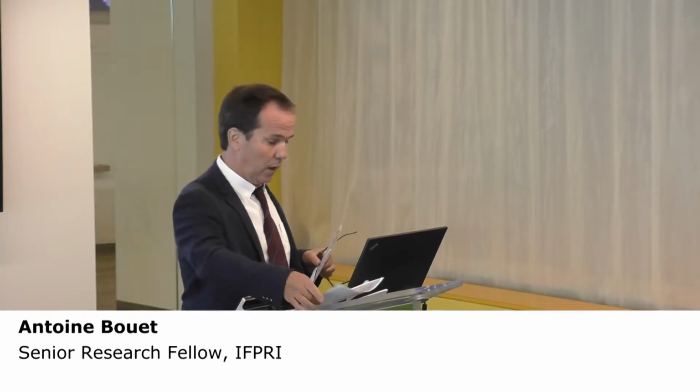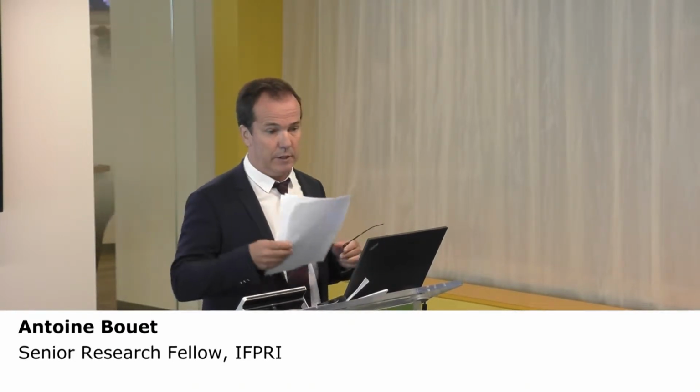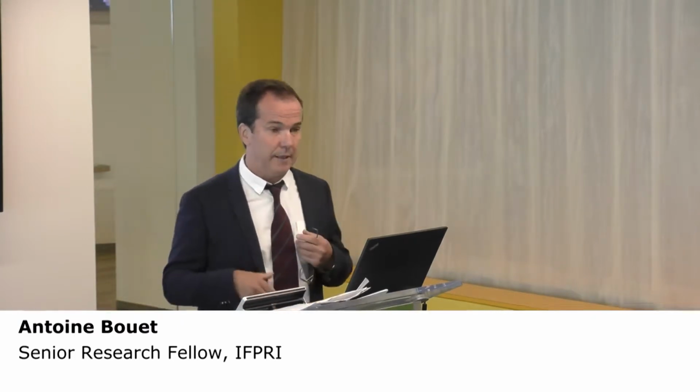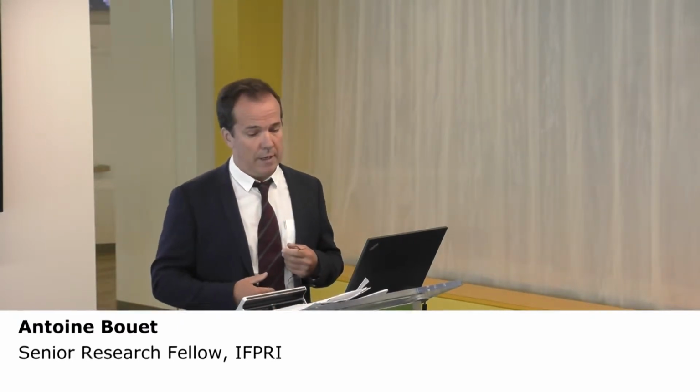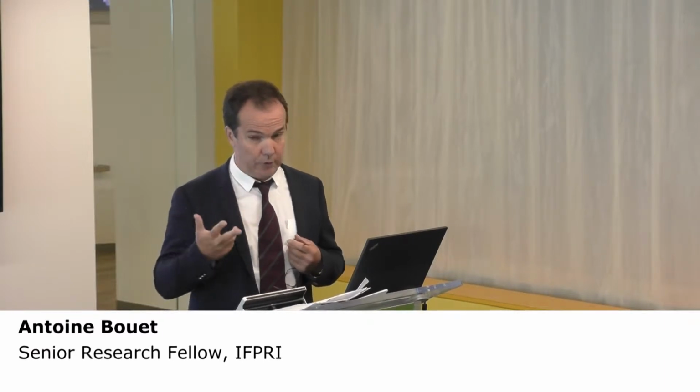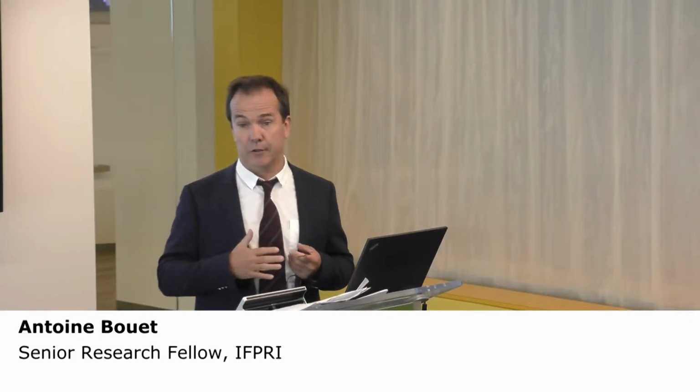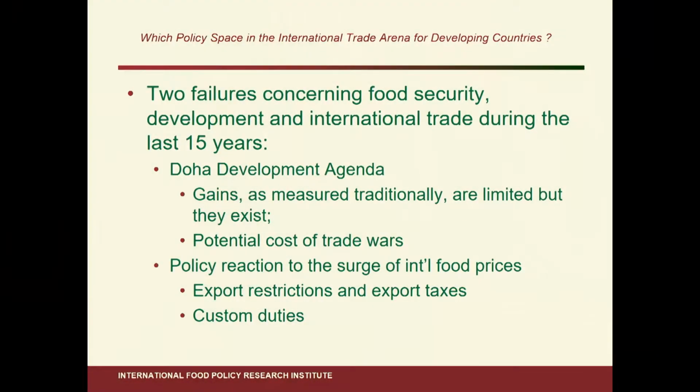Before that, I would like to contextualize this a little bit, and I think it is important to mention two points. The first point is that there were some failures in terms of international cooperation concerning food security, development, and international trade during the last 15 years. These two failures were, first, of course, the Doha Development Agenda, and second, the policy reactions during the surge of international food prices in 2007-2008.